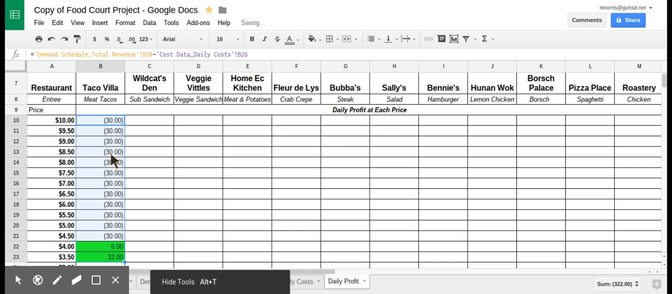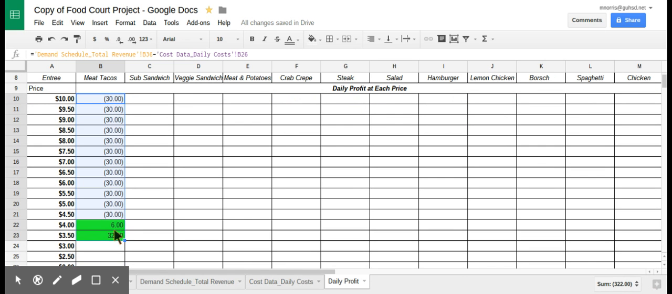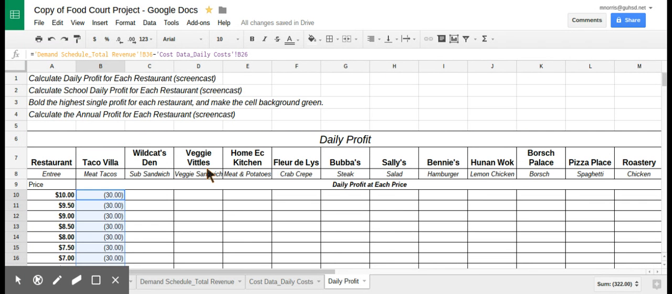Okay. What you'll also notice is when things are in parentheses, there'll be a loss. And when things are being made, there's going to be a profit. What I'd like you to do is go ahead and do the same calculation and highlight the single biggest profit for each restaurant. Now, do keep in mind that it's going to be at a different price, and that's okay. And when you have that set up, that is how you're going to be doing the daily profit for each restaurant. So go ahead and get that taken care of, and then we'll go on to the next step.